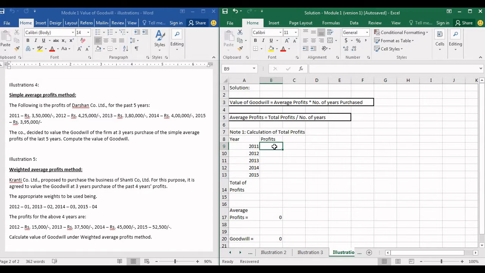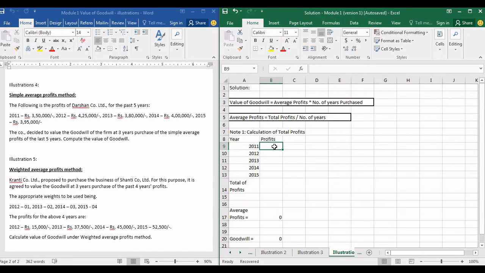We are in the fourth lecture now of the first module, which is valuation of goodwill. In the last class, or in the last video rather, I had asked you guys to practice two problems, two illustrations at home. One was for the simple average profit method and the other one was on the basis of the weighted average profit method. So let us try and solve these two so that you can verify whether you got the right answers or not.